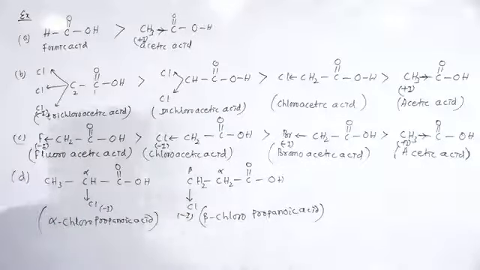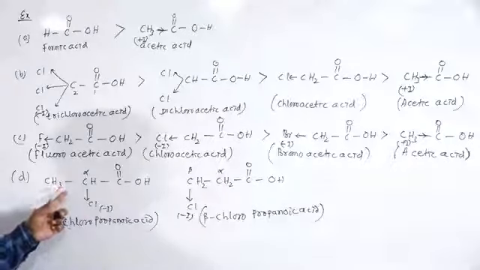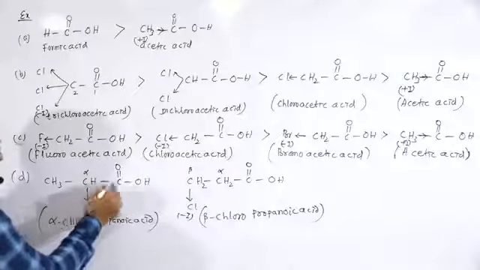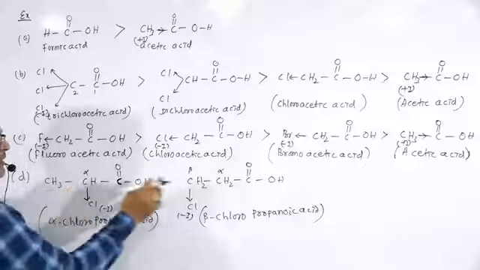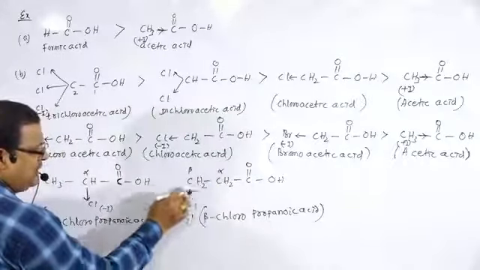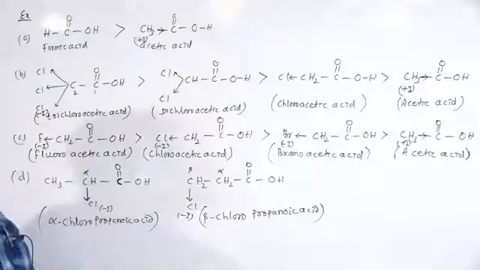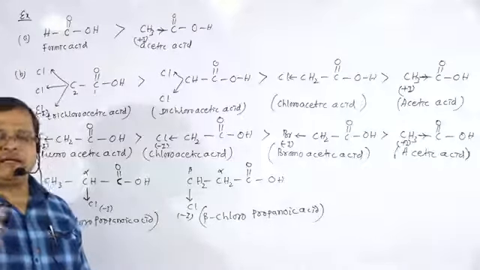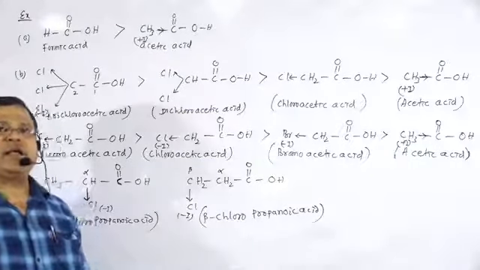Then what is the acidic behavior? In this case, the plus I group and minus I group are attached near the alpha carbon atom of the carbonyl group, alpha and beta. The minus I group is attached to the beta position, and we know that the inductive effect gradually decreases along the carbon chain and vanishes beyond carbon atom 3.